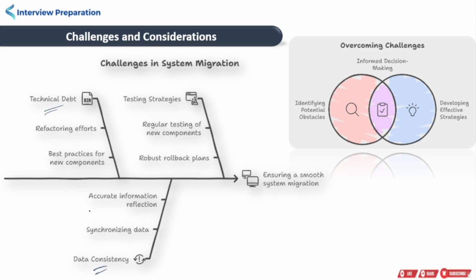Maintaining data consistency between the old and new system can be challenging. Implement strategies to synchronize the data and ensure that both the systems reflect accurate information throughout the migration process. And the last is testing strategies and rollback. Establish robust testing and rollback strategies to ensure smooth transitions. Regularly test the new component and have a rollback plan in place to revert to the legacy system if issues arise.